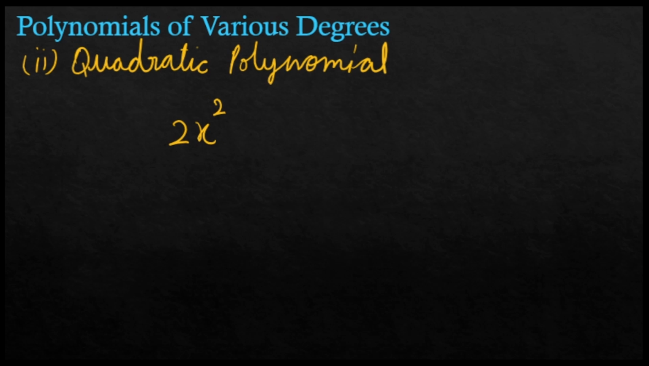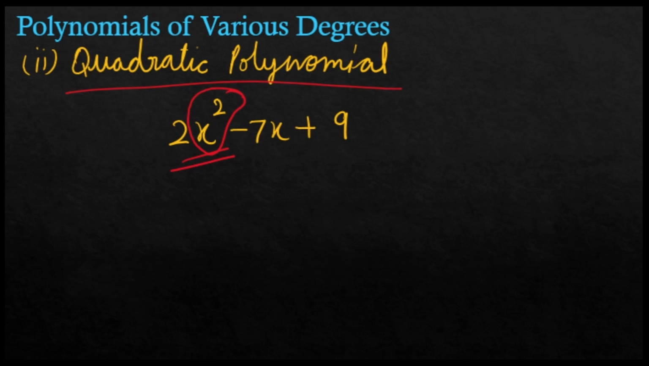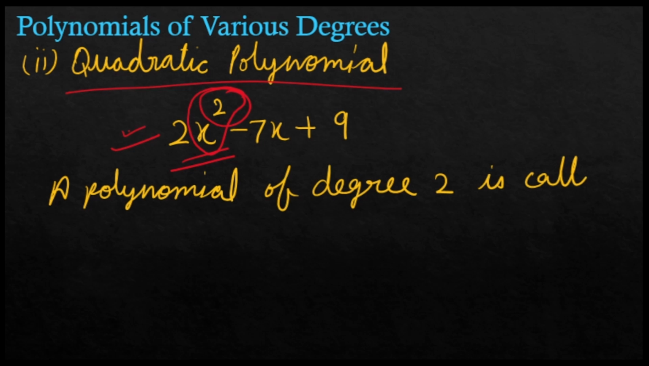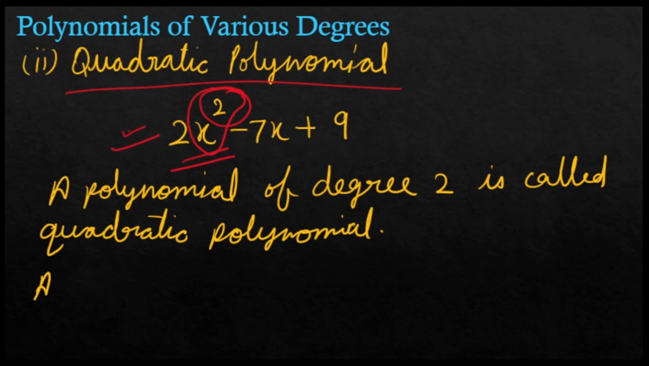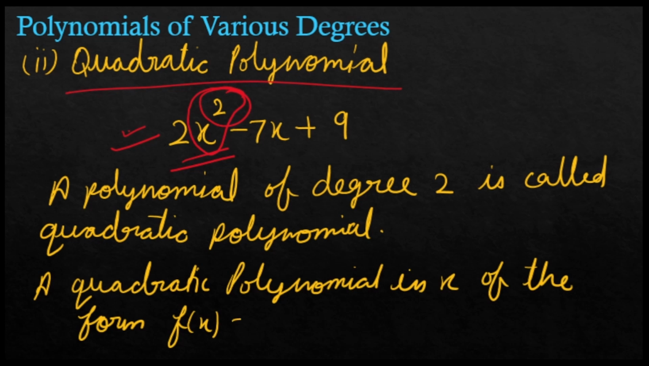Second is the quadratic polynomial. This is an example of a quadratic polynomial. A polynomial of highest degree 2 is called a quadratic polynomial. As you can see, the variable's highest degree is 2. Hence, a polynomial of degree 2 is called a quadratic polynomial, and its form is f(x) = ax² + bx + c.